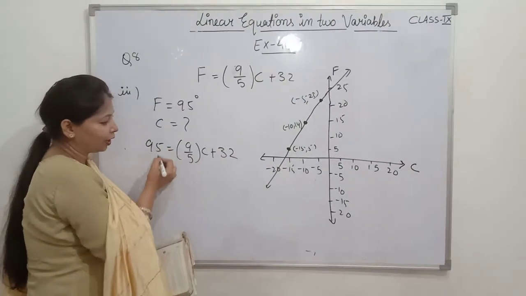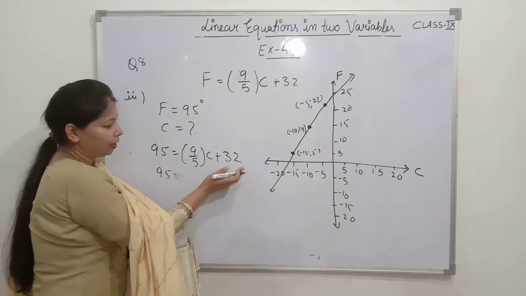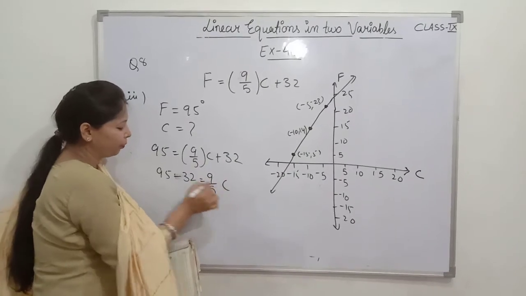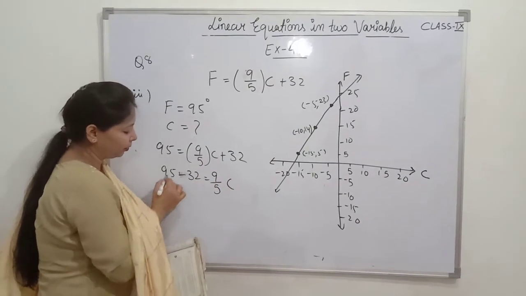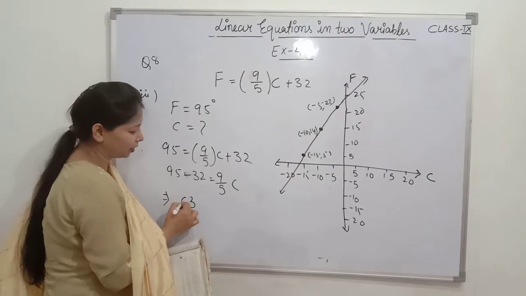95 ये इधर आ जाएगा तो क्या हो जाएगा? It's into 5. नहीं, don't do like this. Transpose this: 95 minus 32 is equals to 9/5 into C. So what does this become? This becomes 63.